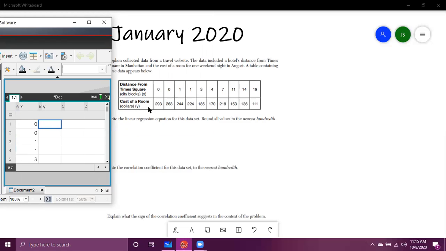Now we're gonna do the same thing for our Y values. So we have 293, 263, 244, 224, 185, 170, 219, 153, 136, 111. All right, and I see that they match up. See, they all have a pair. Perfect.